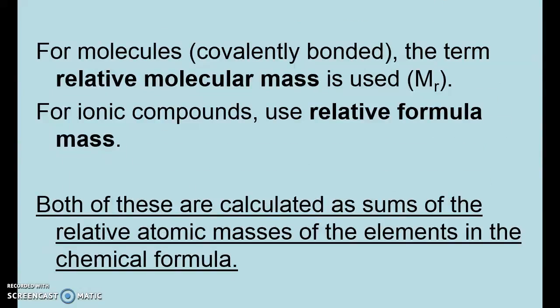So we use relative atomic mass when it's just single atoms. We use relative molecular mass when we're talking about the masses of molecules, so atoms that are covalently bonded to each other. We use the term relative formula mass when it's a cluster of elements of an ionic compound. So both molecular mass and formula mass are just the sum of the relative atomic masses of the elements in the chemical formula.